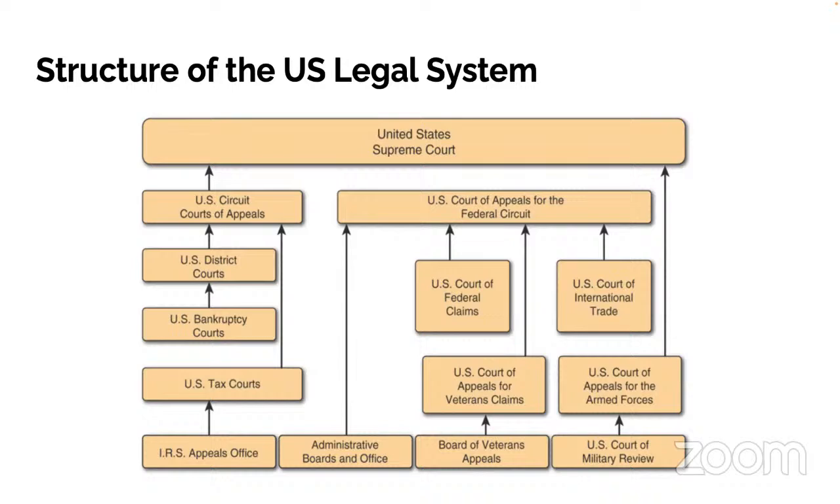The right to trial by jury is outlined in the Sixth Amendment. In all criminal prosecutions, the accused shall enjoy the right to a speedy and public trial by an impartial jury of the state and district where the crime has been committed, which district shall have been previously ascertained by law, and to be informed of the nature and cause of the accusation, to be confronted with the witnesses against him, to have compulsory process for obtaining witnesses in his favor, and to have the assistance of counsel for his defense.